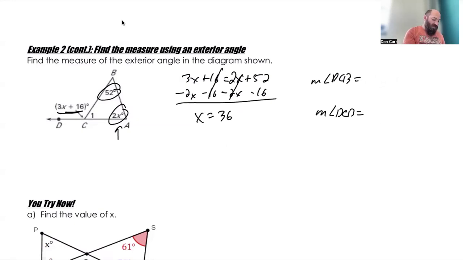So that means the measure of angle DCB is going to be 3 times 36 plus 16. So I do that, and that comes out to 124 degrees. That's a little bit better.